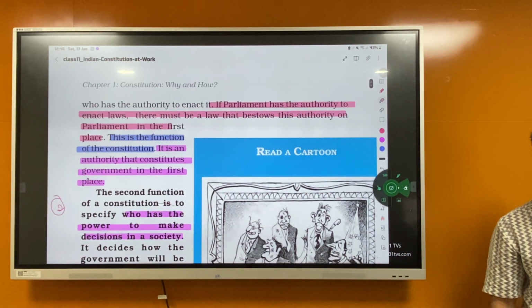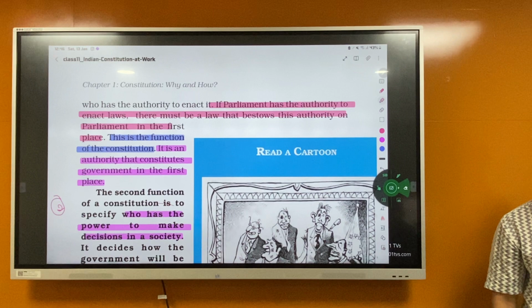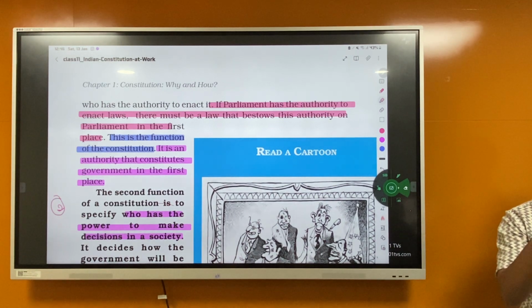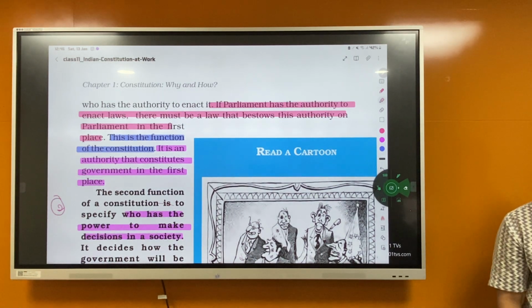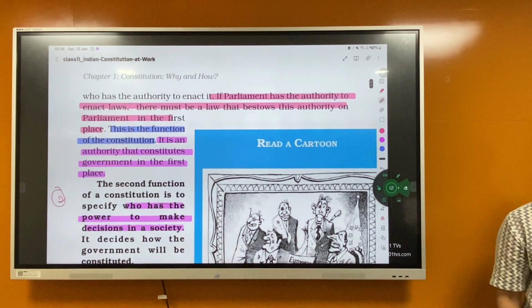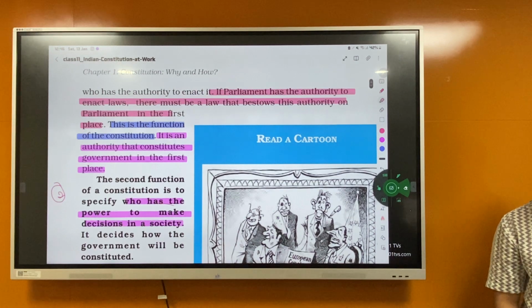If parliament has the authority to enact law, there must be a law that bestows this authority on the parliament in the first place, right? If parliament can make law, who gives the power to the parliament itself? This is the function of the constitution. It is an authority that constitutes government in the first place. So parliament is getting its power from the constitution itself.